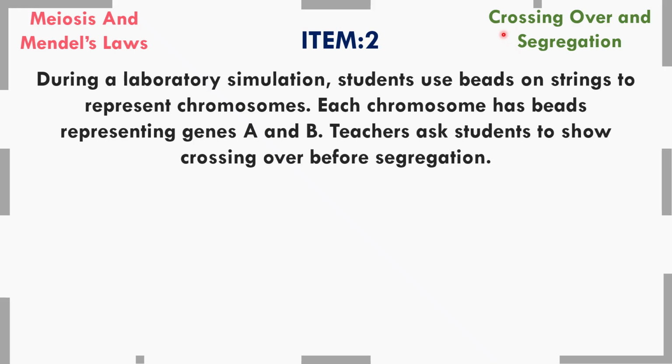Let us now concentrate on crossing over and segregation. Item 2. During a laboratory simulation, students use beads on strings to represent chromosomes. Each chromosome has beads representing genes A and B. Teachers ask students to show crossing over before segregation.